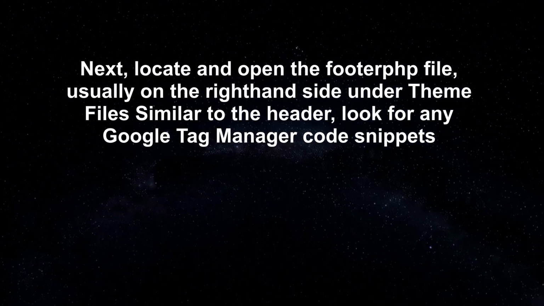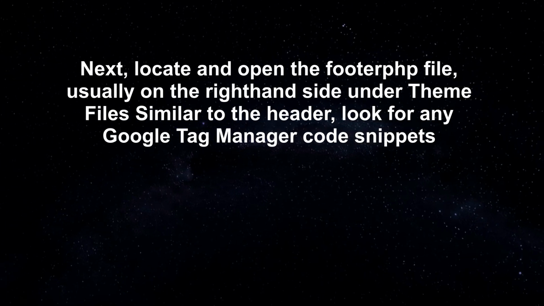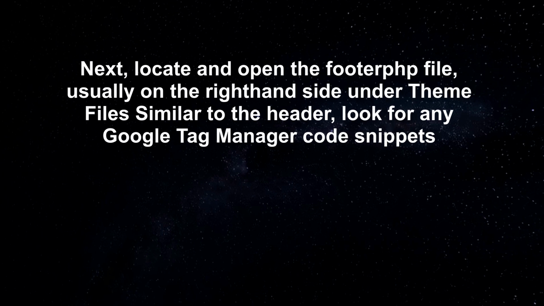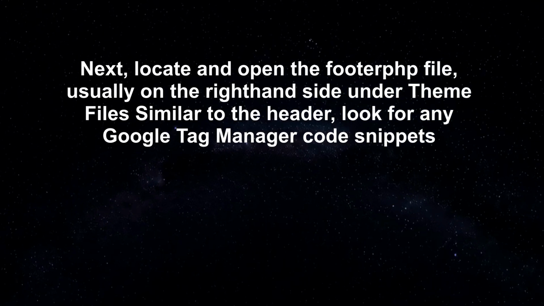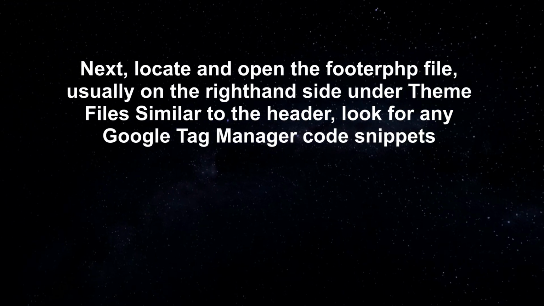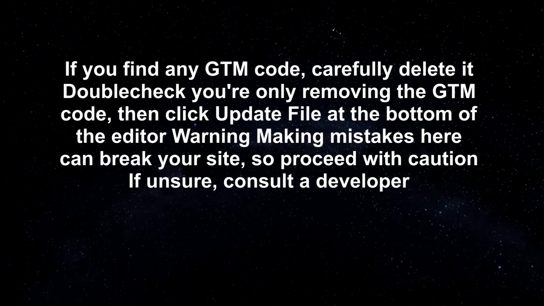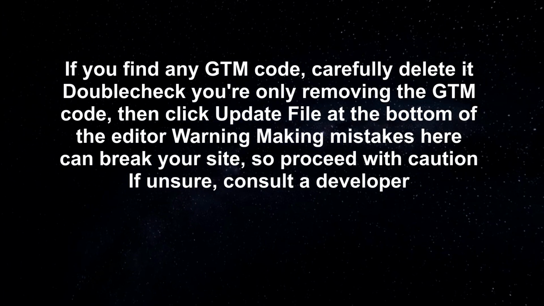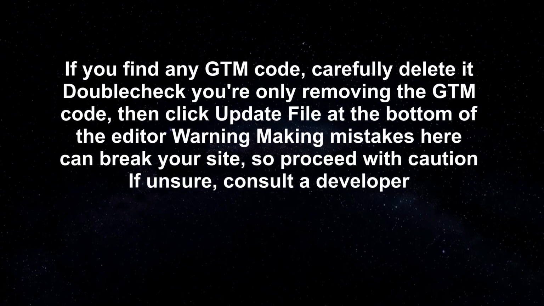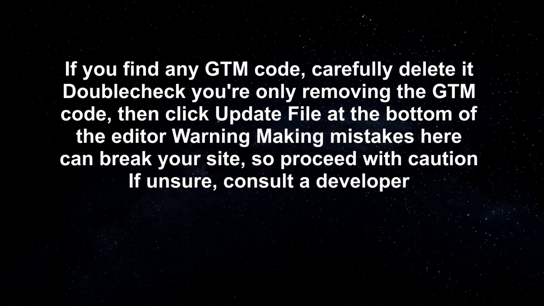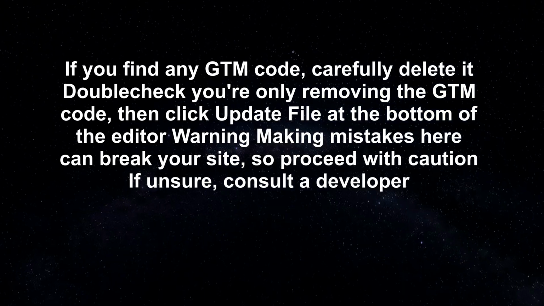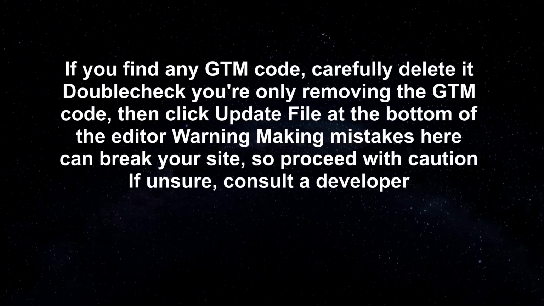Next, locate and open the footer file, usually on the right-hand side under Theme Files. Similar to the header, look for any Google Tag Manager code snippets. If you find any GTM code, carefully delete it. Double-check you're only removing the GTM code. Then click Update File at the bottom of the editor. Warning: making mistakes here can break your site, so proceed with caution. If unsure, consult a developer.